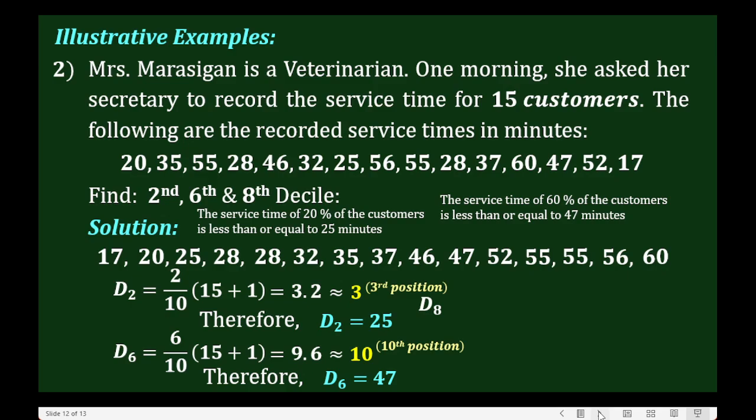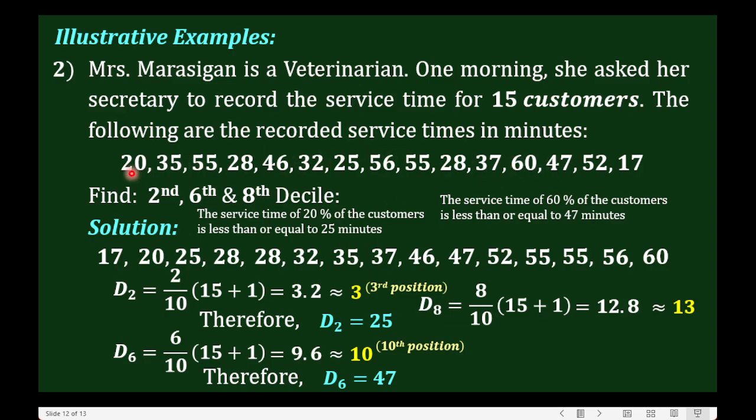Next, how about the 8th decile or this D sub 8? From the same formula, our m this time is 8 and n is still 15. So this is the resulting expression, simplifying that. So our D sub 8 is 12.8, or approximately 13. So we are referring to the 13th position of the 8th decile. And what is the value of the 13th position from this sorted data? So let us count 1, 2, 3, 4, 5, 6, 7, 8, 9, 10, 11, 12, 13.